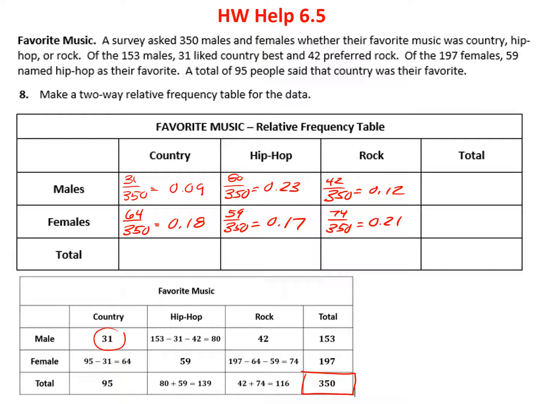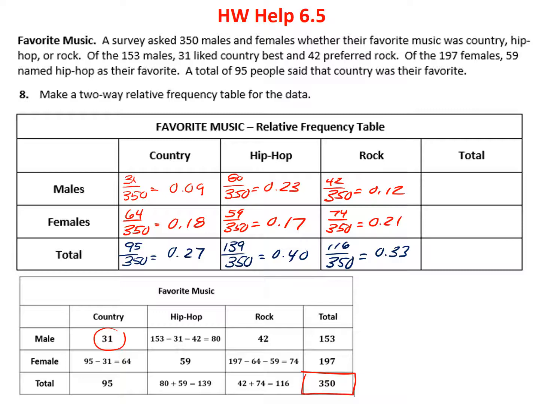The marginal relative frequencies, now I just take my margins and do the same thing. So down here, I'm going to have 95 divided by 350 is going to be 27 hundredths. Notice that these percentages do add up. 139 divided by 350 is going to be 40 hundredths. And rock, 116 divided by 350 is going to be 33 hundredths. And each of these columns total up, so I know I'm doing a pretty good job here.